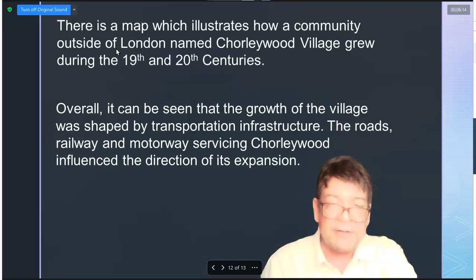Just as with the graph and the pie chart or all of the other types, do not include any specifics. And I did say the type of transportation infrastructure, but don't include any details in the overview. The direction of its expansion.